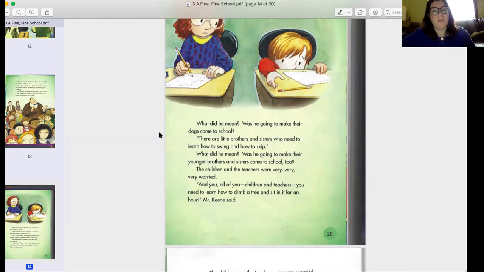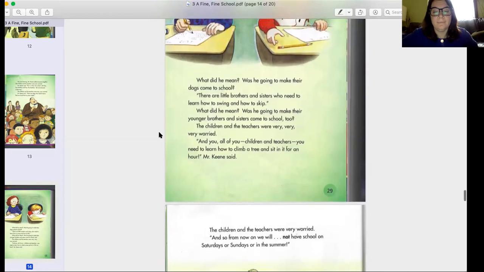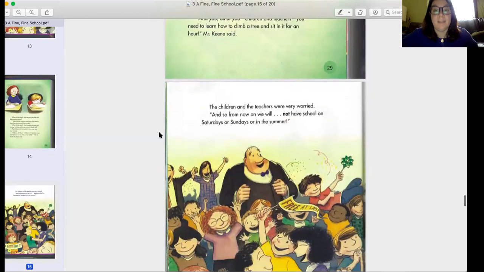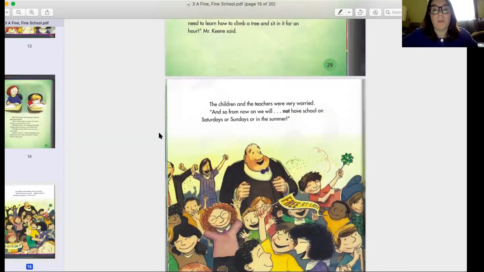The children and the teachers were very, very, very worried. "And you, all of you, children and teachers, you need to learn how to climb a tree and sit in it for an hour," Mr. Keen said. The children and the teachers were very worried. And so from now on, we will not have school on Saturdays or Sundays or in the summer.